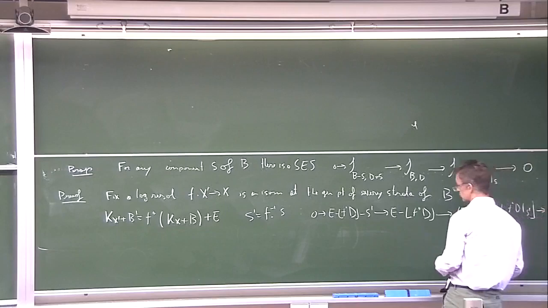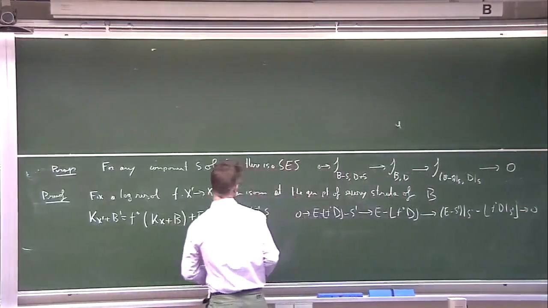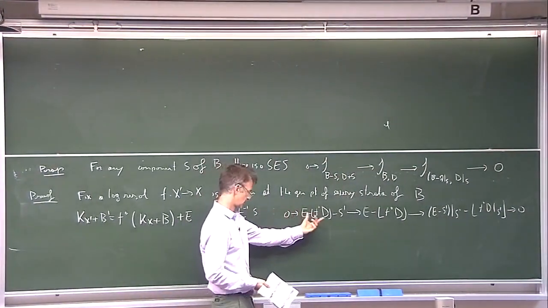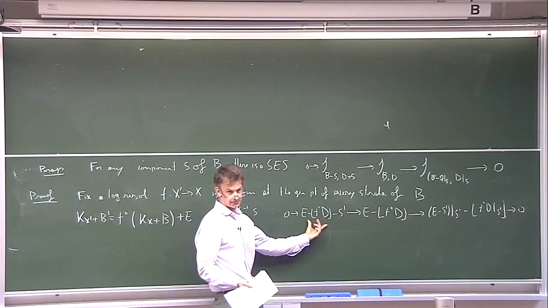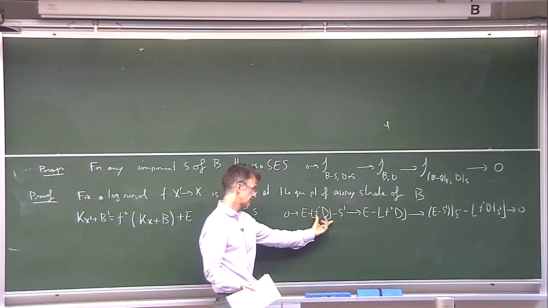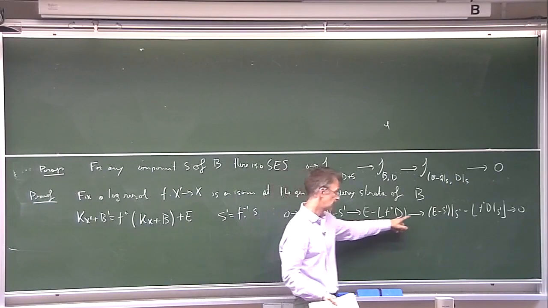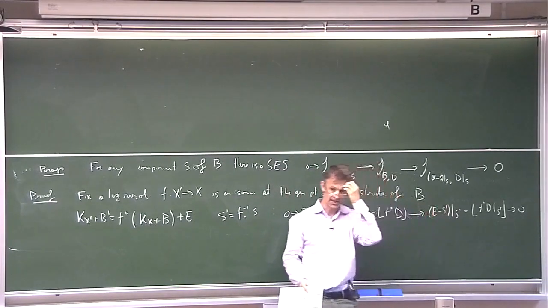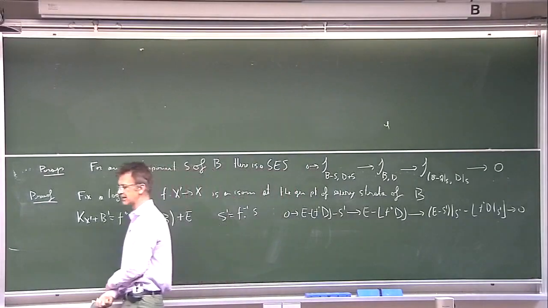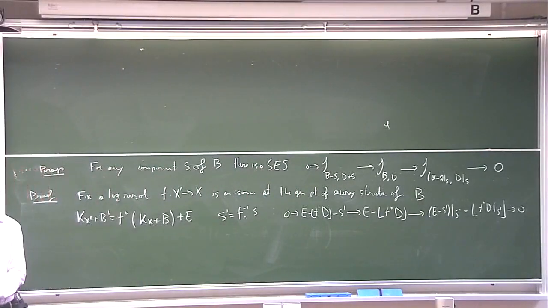Okay, so let's look at this short exact sequence. This one is really obvious. Here's a divisor, a Cartier divisor. I add S prime, so I get an inclusion into this corresponding sheaf, and then I restrict to S prime. That's just the standard O minus S to O restricted to S, twisted by a line bundle.